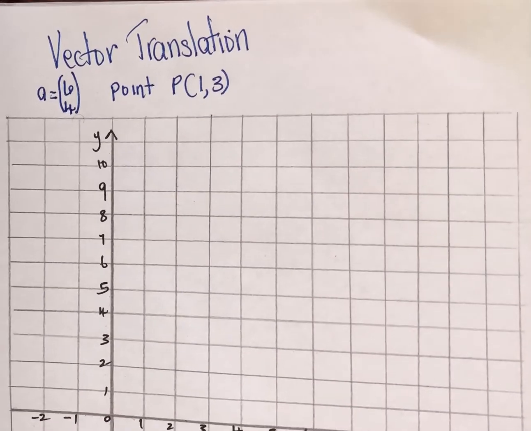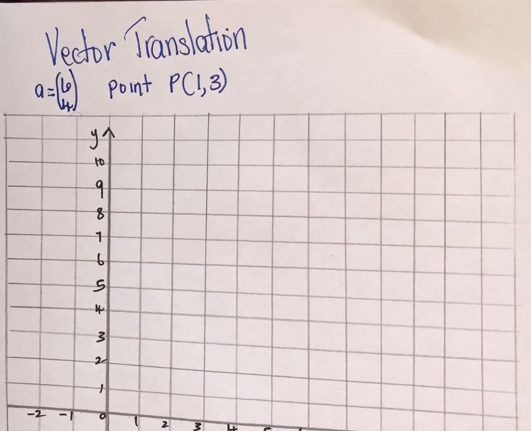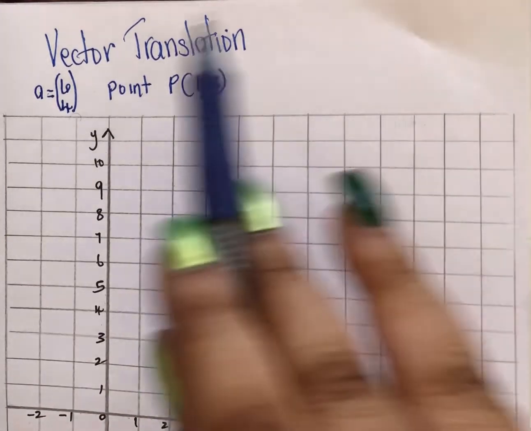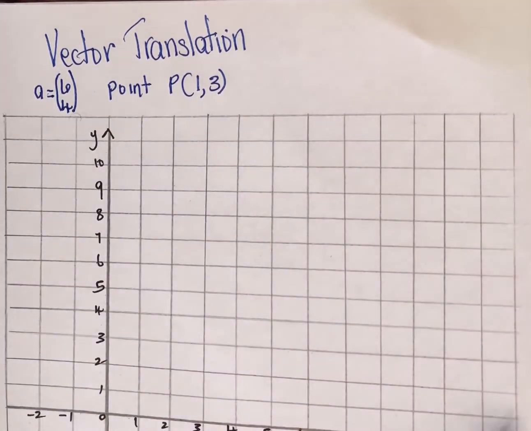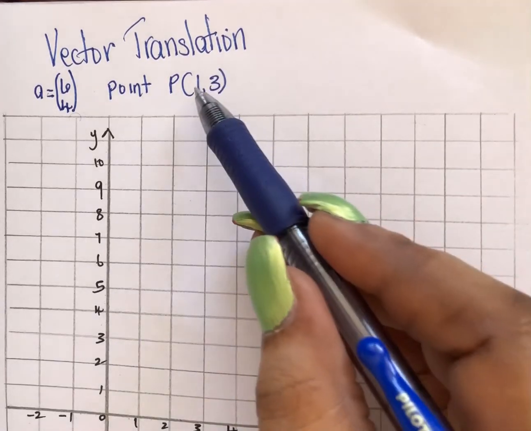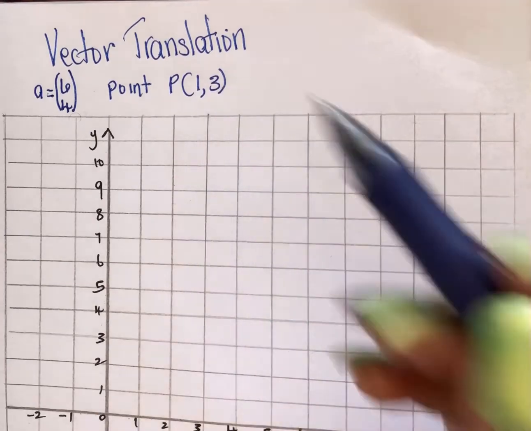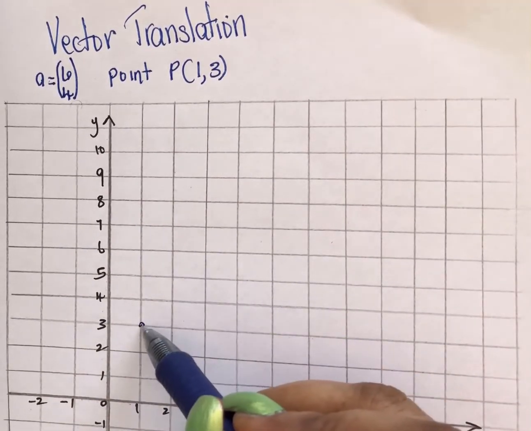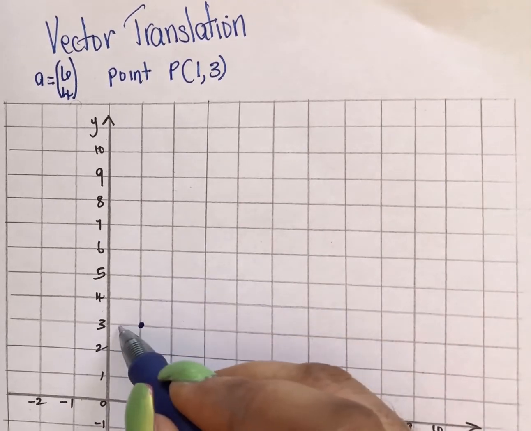My aim is to use the vector and the point to translate it on this grid line that I have drawn. This will be my graph. Look at what you see as though you are looking at a graph. I identify my point P. It says x is 1, y is 3. That will be my P.